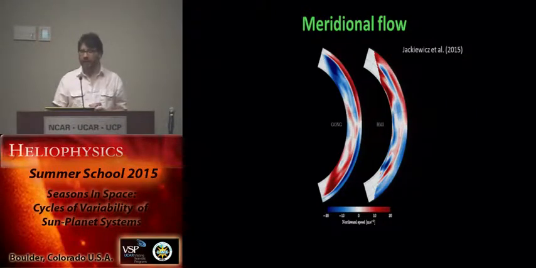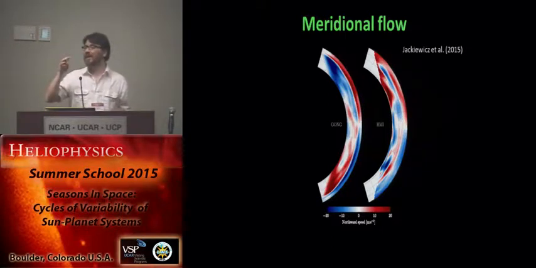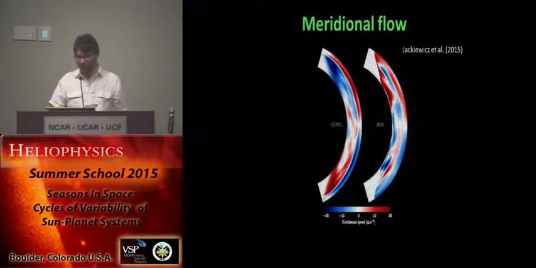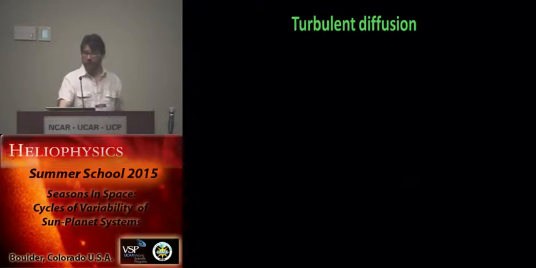So it's a flow that we have believed to be very important for our models, but right now we're kind of having a bit of an identity crisis because we're getting the first deep measurements of meridional flow, and they're not exactly what we expected them to be. Well, one measurement says that they are what we expect them to be. The other measurement says that they're not, and so we need to figure that out. And it has a strong impact on cycle period.